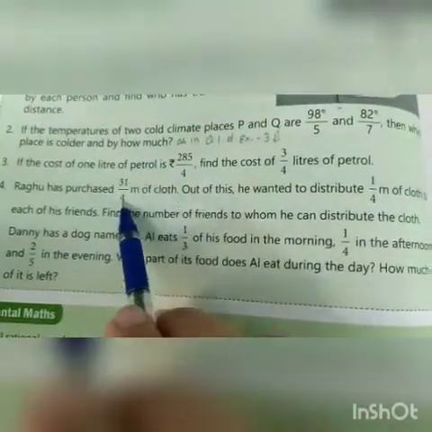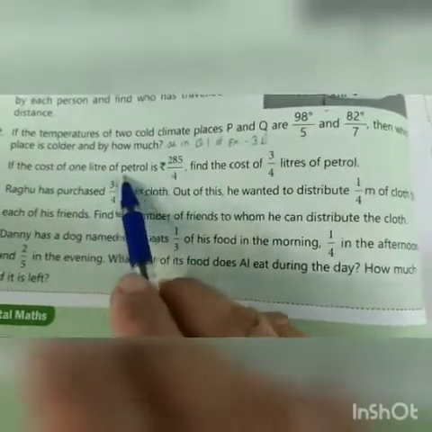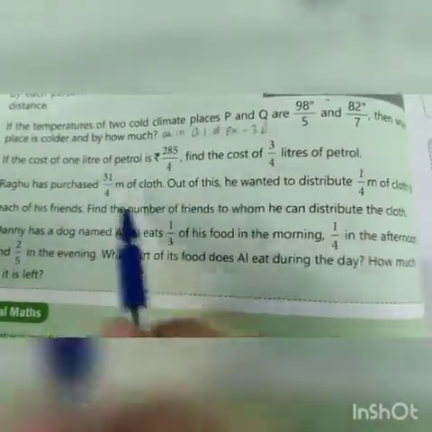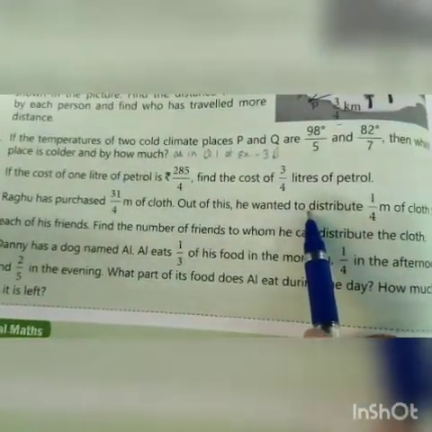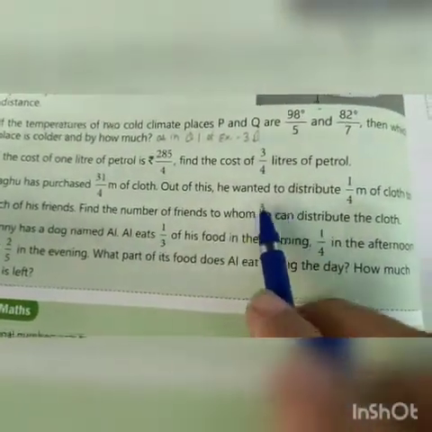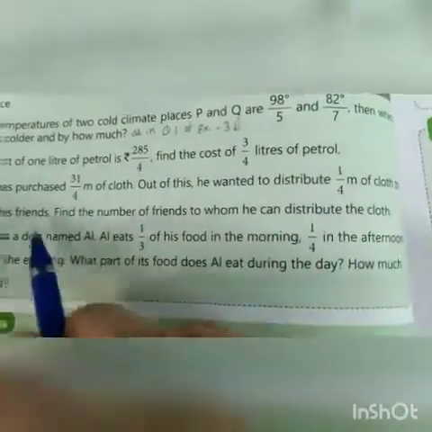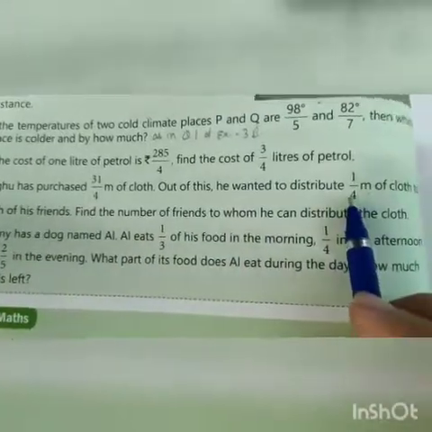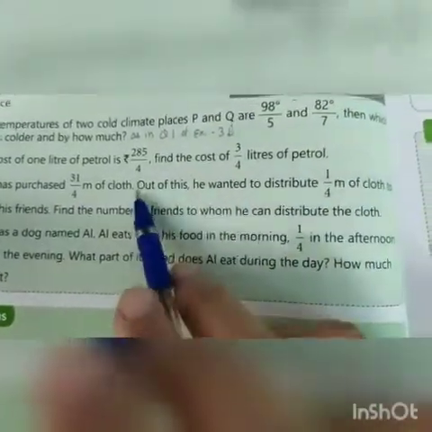Raghu ने 31 upon 4 meter क्लोथ खरीदा है. इस क्लोथ को वो अपने फ्रेंड्स में डिस्ट्रीब्यूट करना चाहता है. He wants to distribute this cloth among his friends and he wants to give 1 upon 4 meter of cloth to each of his friends. हर एक फ्रेंड को वो 1 upon 4 meter क्लोथ देना चाहता है.